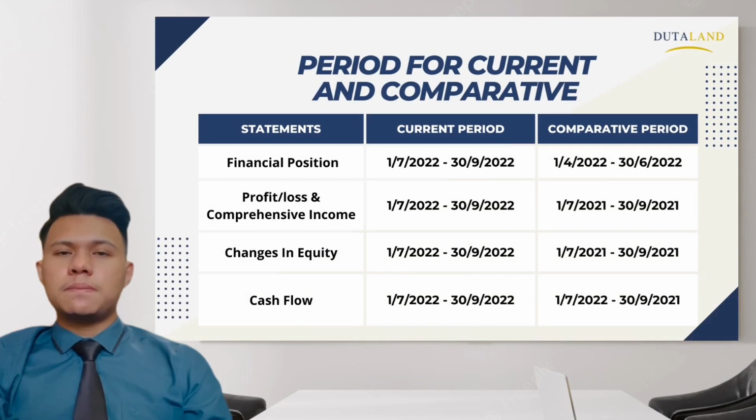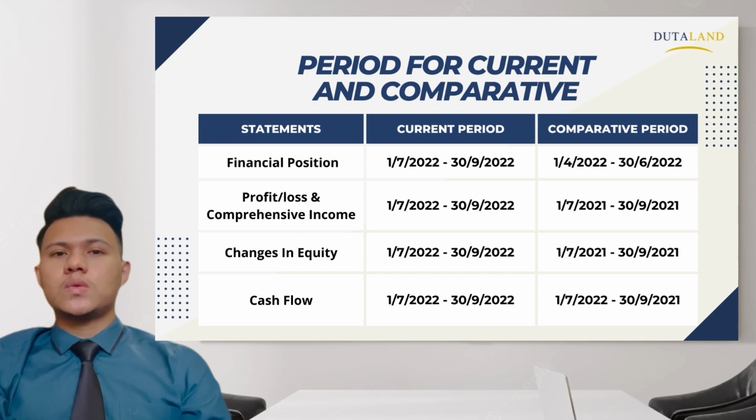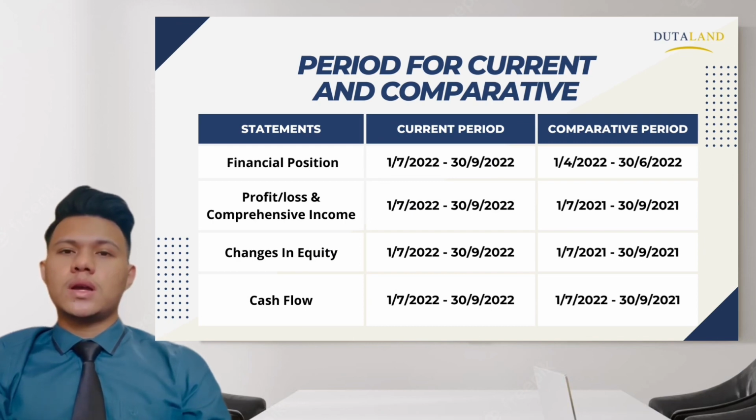Now the reporting period of each statement prepared by the company. The first statement is the financial position. The current period started from 1 July 2022 until 30th September 2022, and for the comparative period, the date started from 1 April 2022 until 30th June 2022. Next, for the statement of profit or loss and comprehensive income, the current period started from 1 July 2022 until 30th September 2022, and for the comparative period, the date started from 1 July 2021 until 30th September 2021.